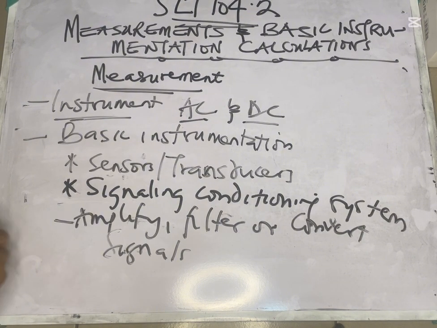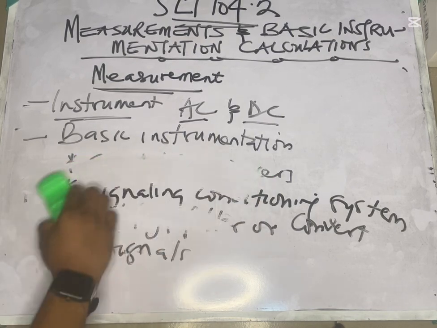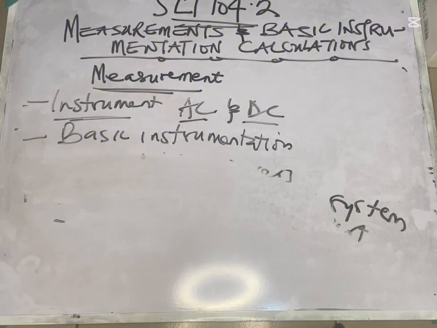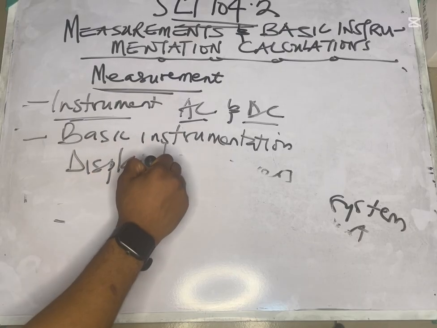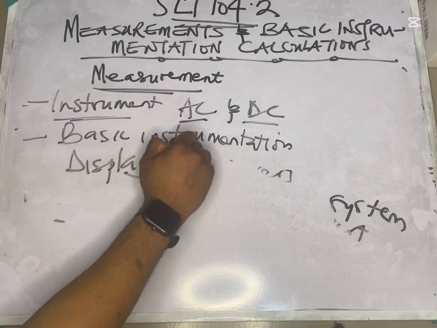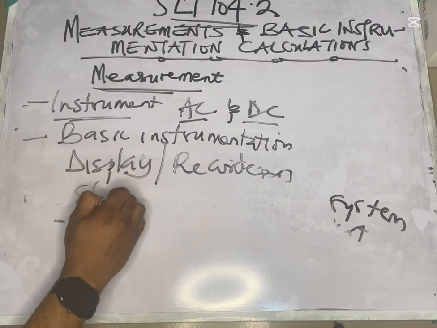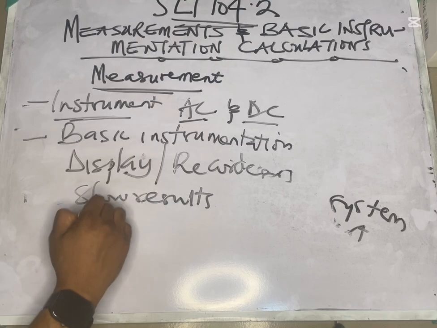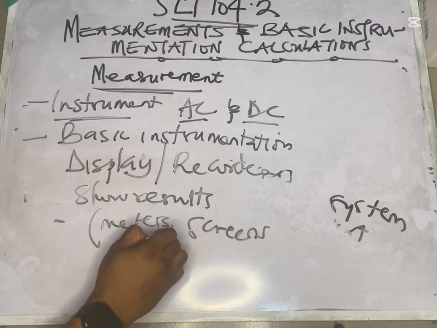So we also have the next one. The third one, because I know there are four of them, is called display or recorders. In basic instrumentation, displays and recorders are basically used to show results. Examples of display or recorders are meters, screens and recorders.